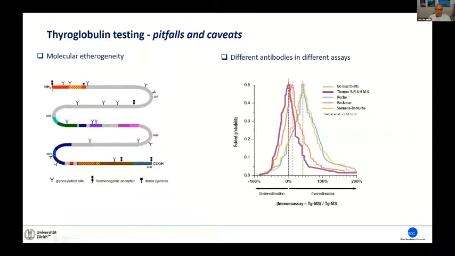complexity to the field, it is also important to note that thyroglobulin is a heterogeneous molecule. It's a large glycoprotein. There are large differences in glycosylation and also in iodination. And finally, different antibodies are employed in different assays. All in all, this is of relevance as different assays can measure thyroglobulin concentration differently.